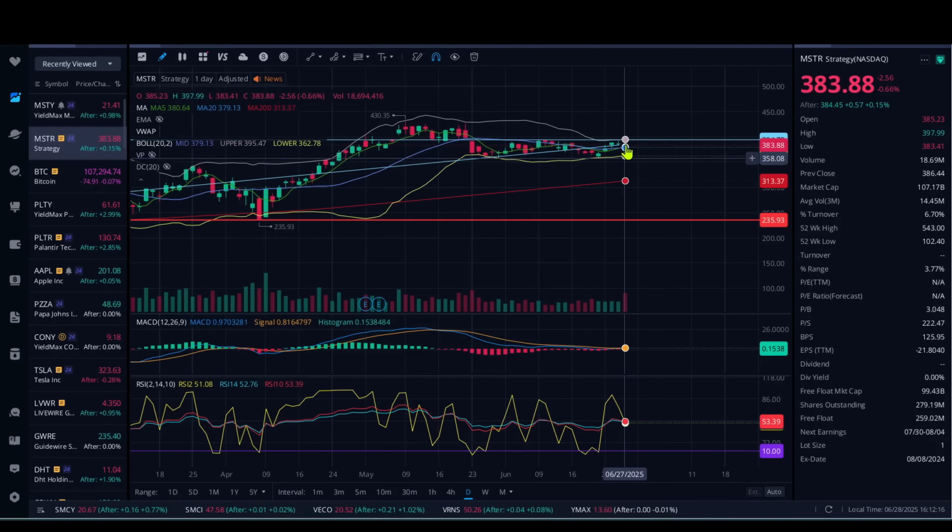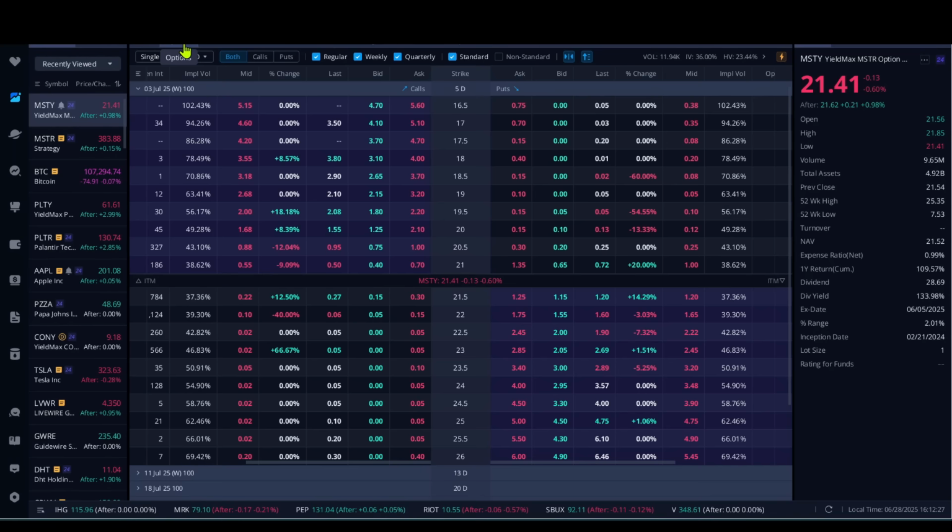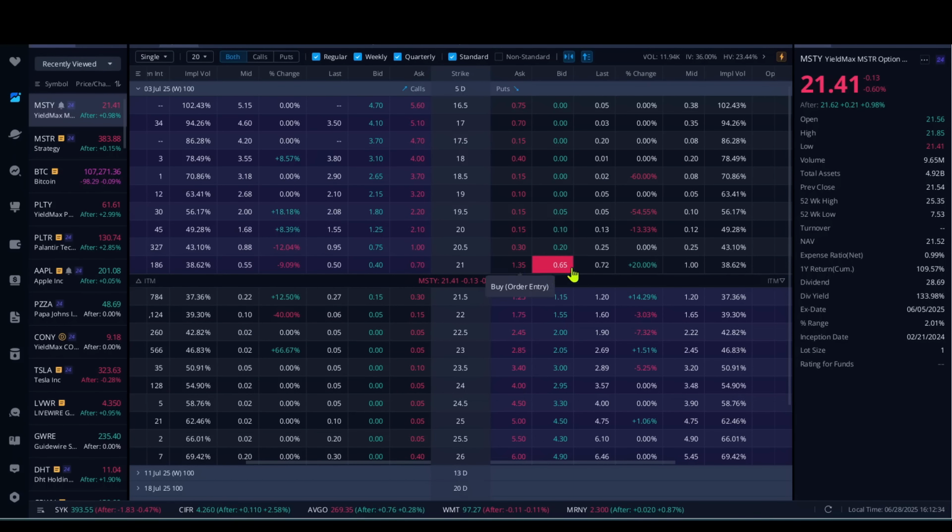And when the implied volatility drops, then when you look at MSTY and you start looking at the options, you start seeing that the premiums start dropping as well. And as those premiums drop, then YieldMax really doesn't have the opportunity to earn those big, fat, juicy premiums to help pay out those big distributions.